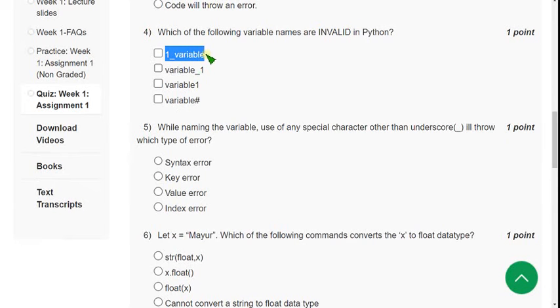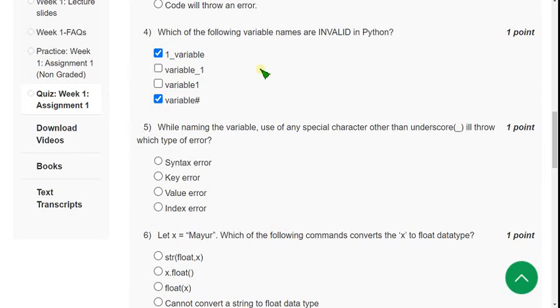The first one is option A, the first option. The number should not be in front, but they have given it, so it is invalid for a variable name. And the other one is the last option, guys, because they have given a special character, hashtag. Only one special character is permitted, that is underscore, but they have given hash, so it is also invalid. That means the first option and the last option are the correct answers for the fourth question. These are the invalid variable names in Python.